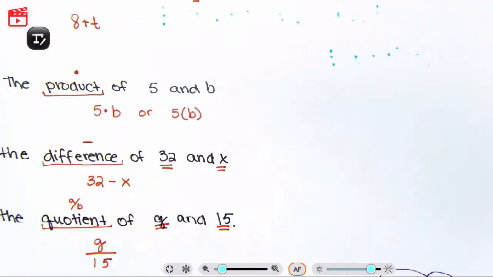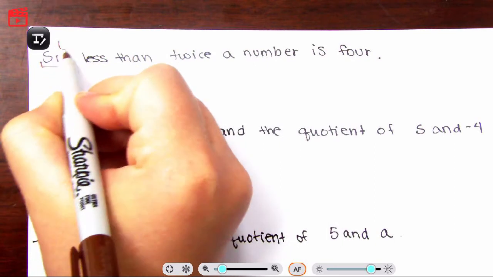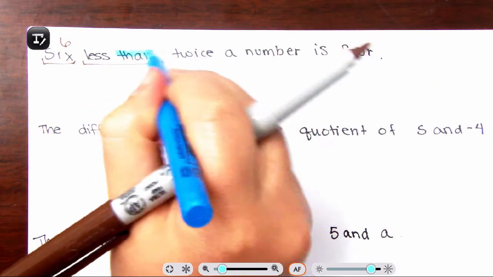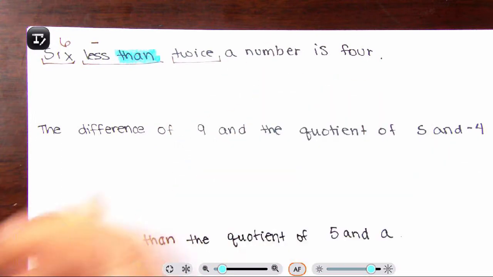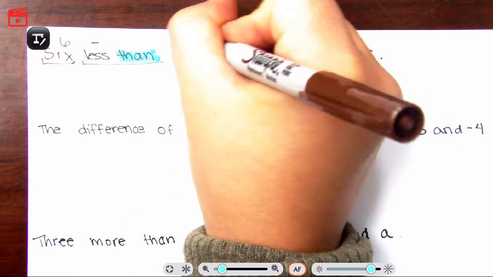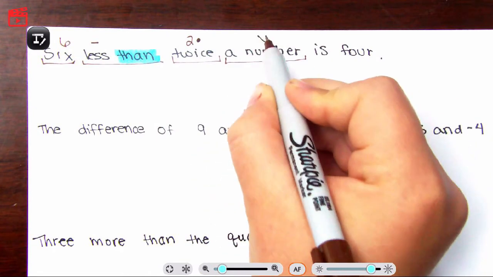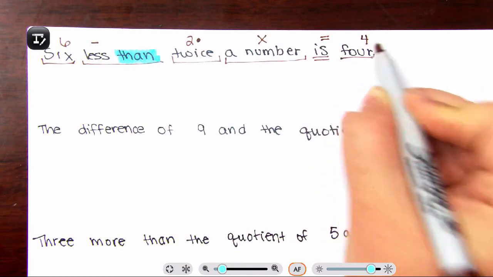Let's do more examples. We have 6 less than twice a number is 4. 6, I know what 6 is. Less than, again, here's our pesky than. We got to make sure that we are switching. But I know that less is minus. Twice, remember twice is 2 times. I'm going to write 2 times. A number, I don't know what this number is. Let's call it x. Is, I know, is equals. And 4 is just 4.